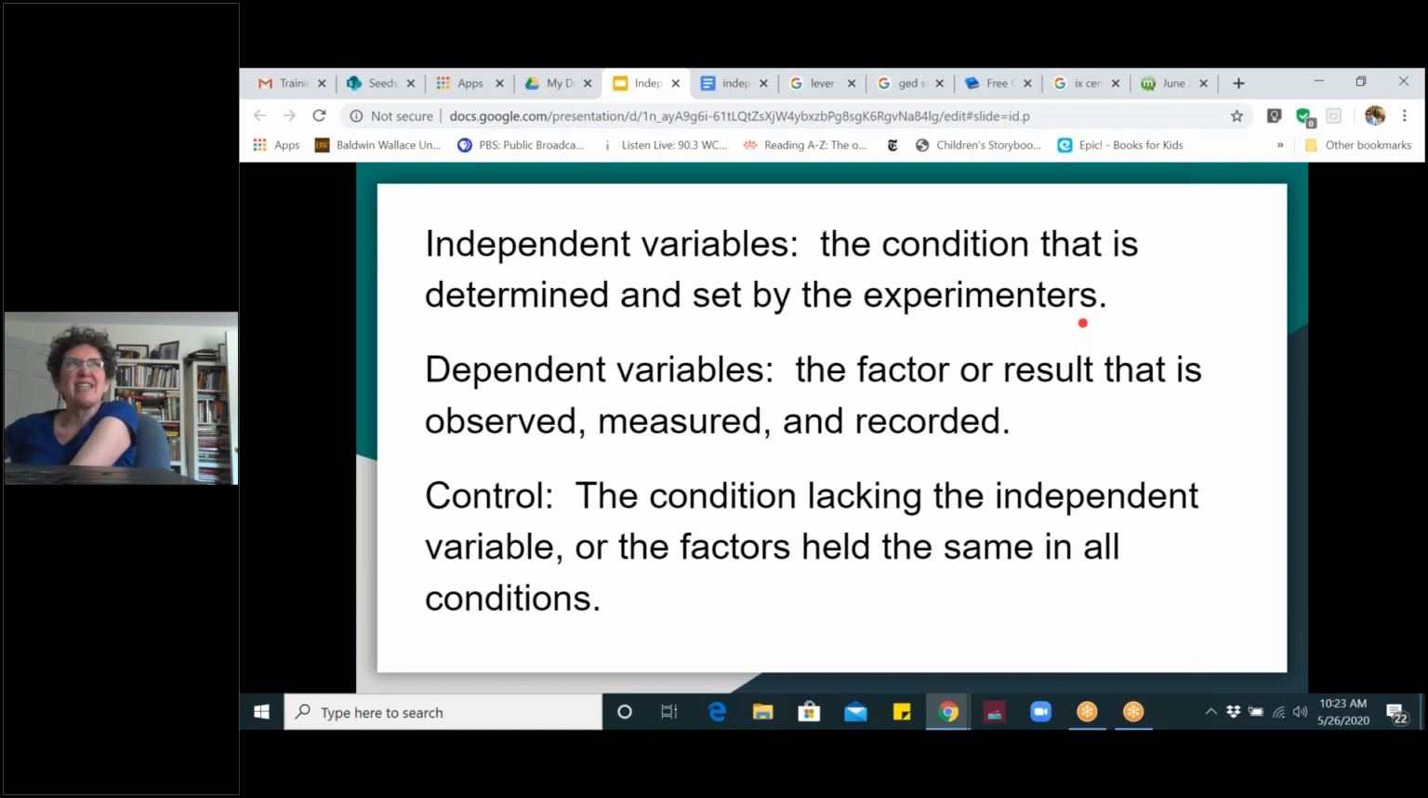Say at the end of the experiment, the plants in group A, the ones that didn't get the fertilizer, were much bigger and taller and fuller, had more flowers.